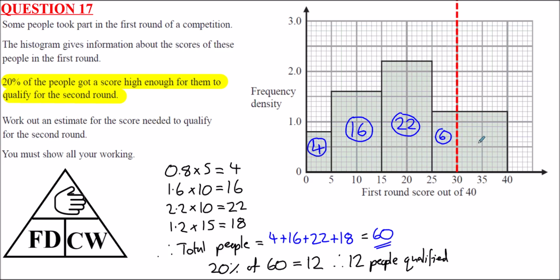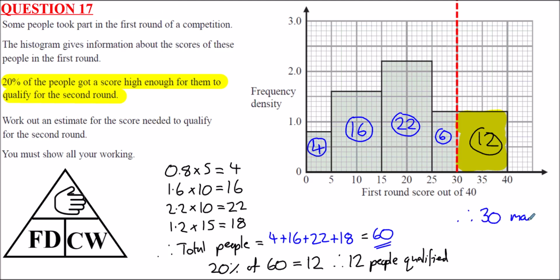and the 12 people that have qualified over here. So in order to qualify and go on this side, the cut-off point, as you can see, using this dividing line in the dotted red, is 30 marks. So our best estimate is 30 marks or over are needed. So therefore, 30 marks required.